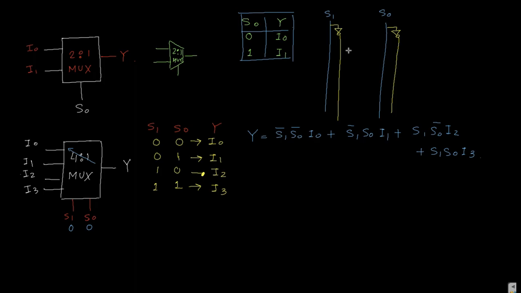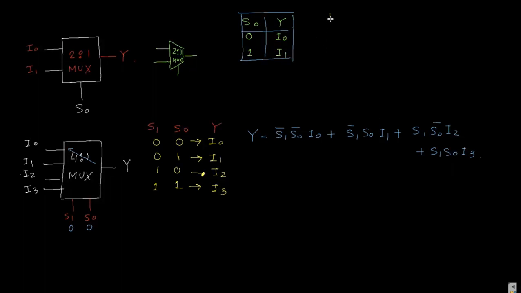Okay, now sorry, we are going to draw only the 2:1 multiplexer, so it is quite easy, but the 4:1 multiplexer is quite critical. So here it is S0 and Y, so it becomes very easy.